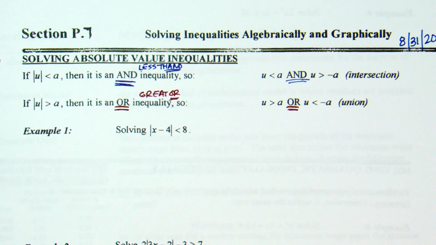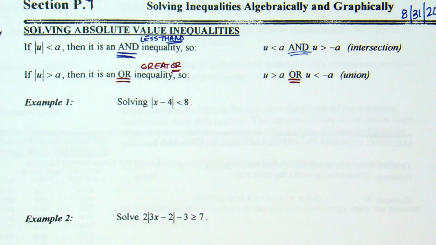Okay, so let's do an example of these. Obviously, basic algebra here. Okay, no graphs. We'll get to graphs here in a moment. Solving absolute value of x minus 4 less than 8.